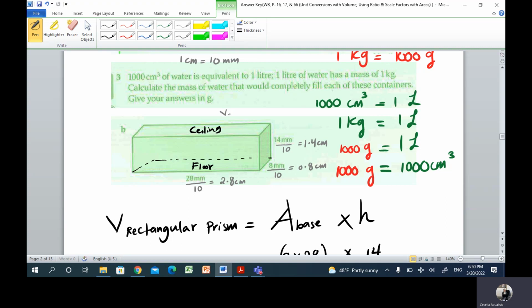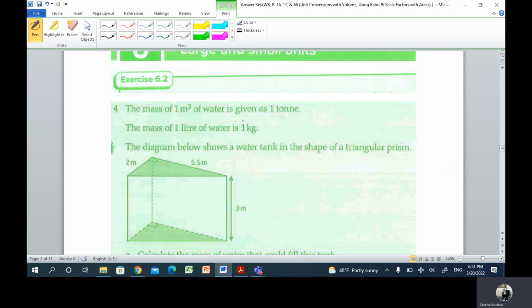So the volume here, you can use it as a method to check on the work. It will be area of the base, which is 0.8 times 2.8 times the distance between the two identical bases, which is 1.4. And if you multiply these numbers together, you will end up with 3.136 centimeter cubic, which is the exact same number that we found. So you can use this as a checking method. Okay? Let's move to the next question.